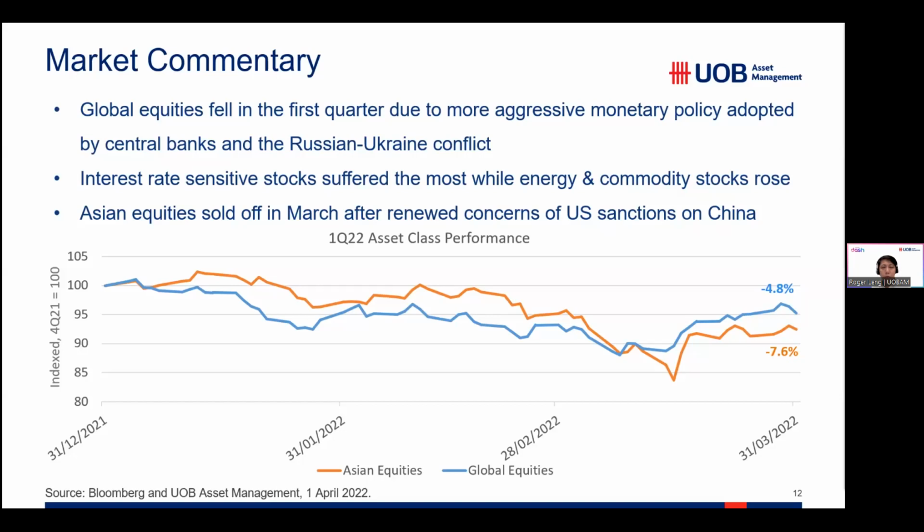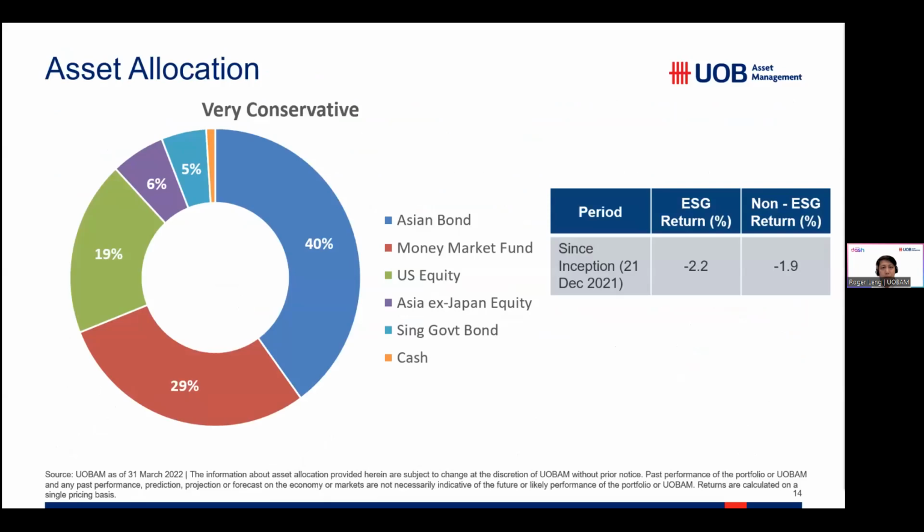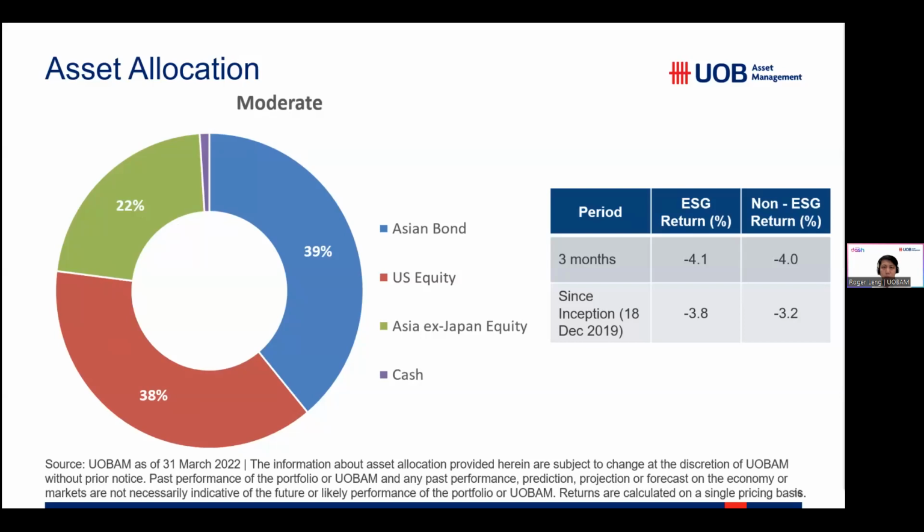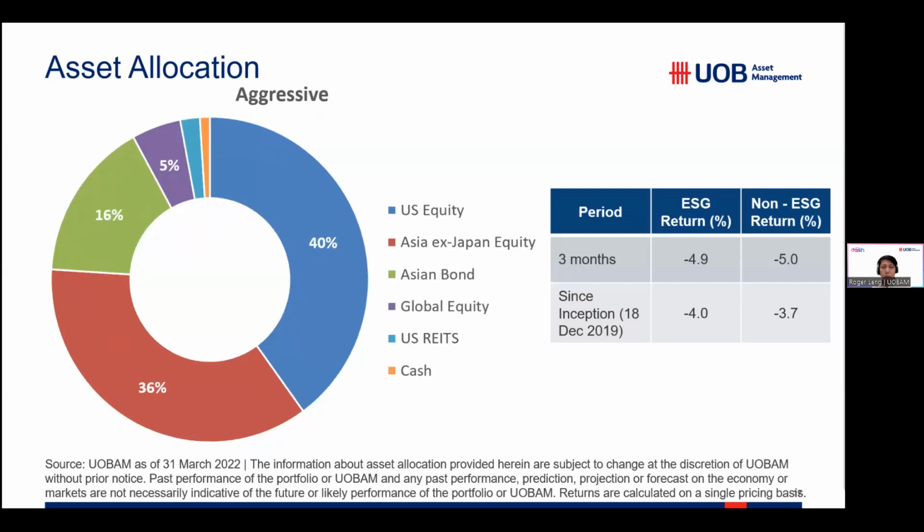So let's just quickly go into the portfolios. We have 5 portfolios, ranging from very conservative to very aggressive. This is how the portfolios have been structured in terms of the breakdown, and also in terms of the performance for the ESG and the non-ESG. Next. This is the conservative portfolio. This is the moderate portfolio. And I'll touch a little bit on the aggressive portfolio.